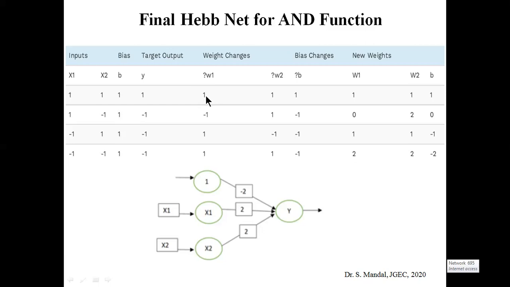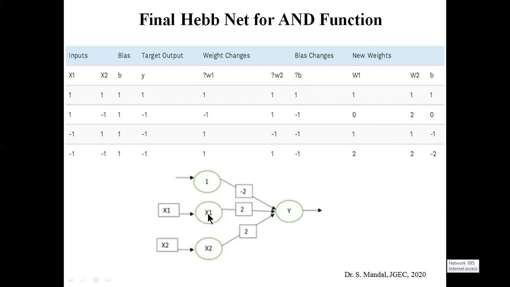Okay, so the weight change for the first input is 1 1 1, and we get the updated values of w1, w2, and bias as 1 1 1. After that, the updated values of w1, w2, and b are 0 2 0, and for the next input pattern we get 1 1 -1. Finally, we get the final values of the weights and bias as 2 2 -2. So by using this combination, the AND function can be achieved.